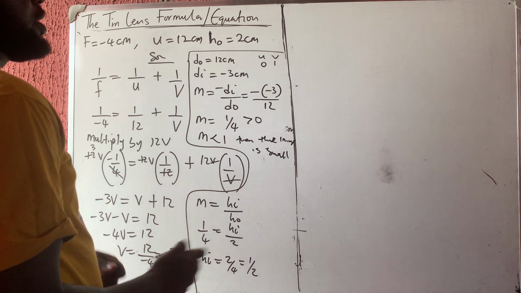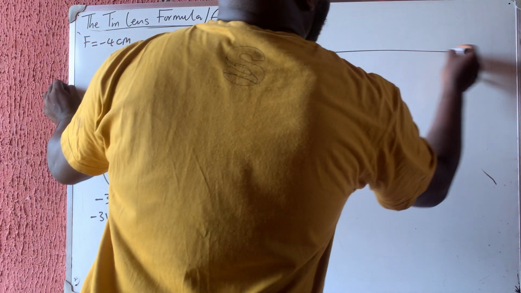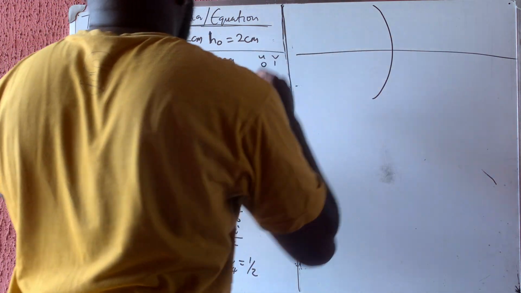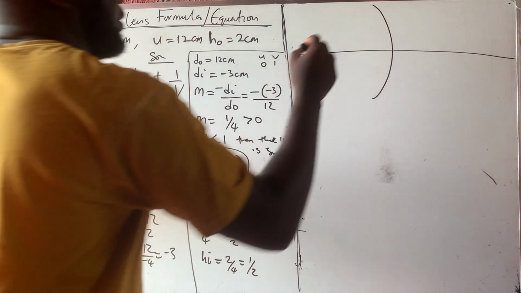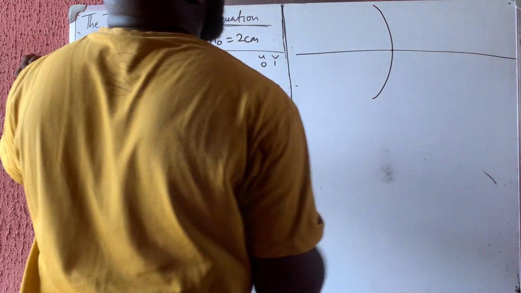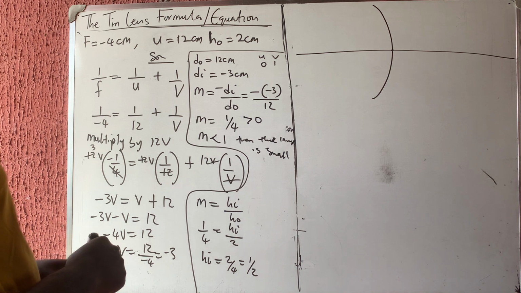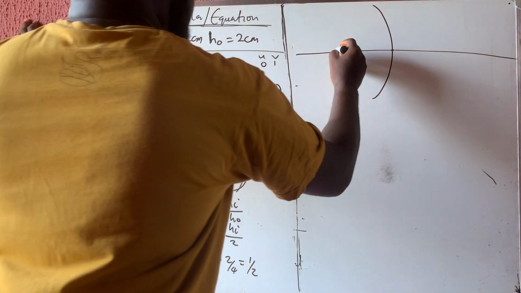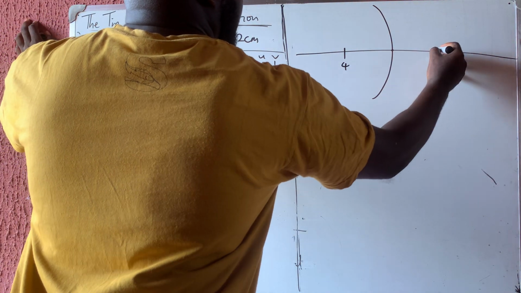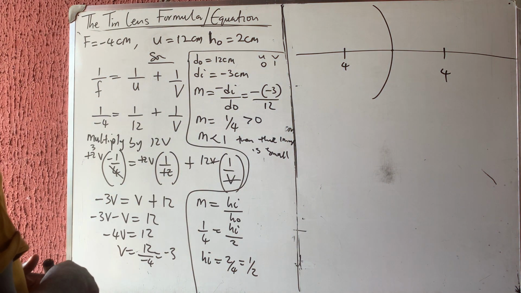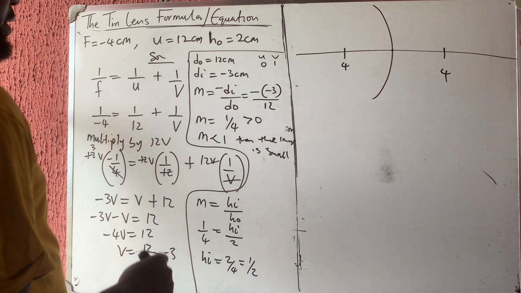So let us draw it and see what happened. First of all, I know that this is going to be a concave lens. Why? Because my F is negative. So it's a concave lens. Don't forget the properties of drawing a concave lens. First of all, the foci is 4. Here is 4, and somewhere here is 4 again. Since it is 4, at the left, it is negative, so it's at the left.